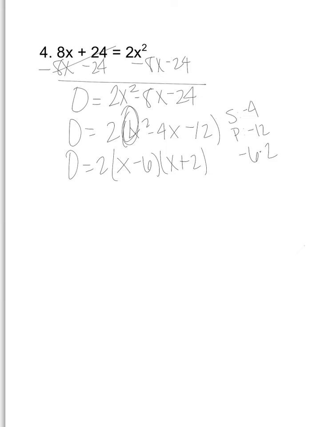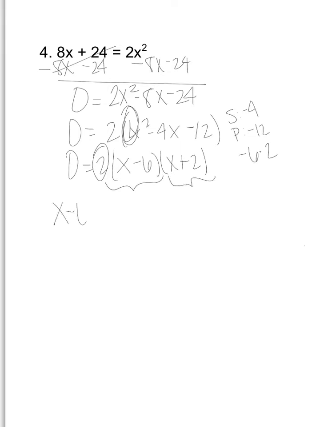Once we have factored, to solve the equation, you're setting each factor equal to 0. Notice this 2 here that we have in front, the GCF. If I set that equal to 0, that's not going to help me solve for x. So I don't need that whenever I'm solving. I need this part and this part.